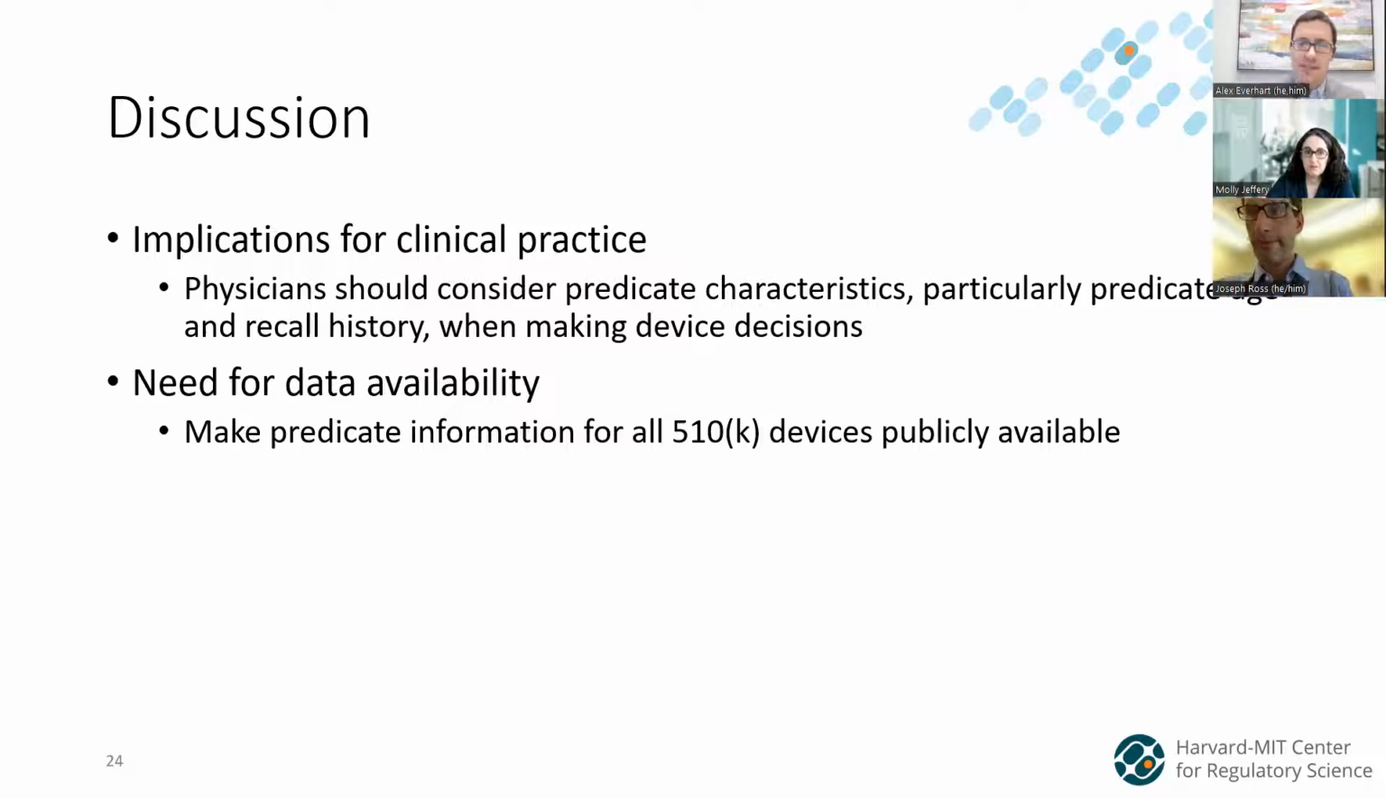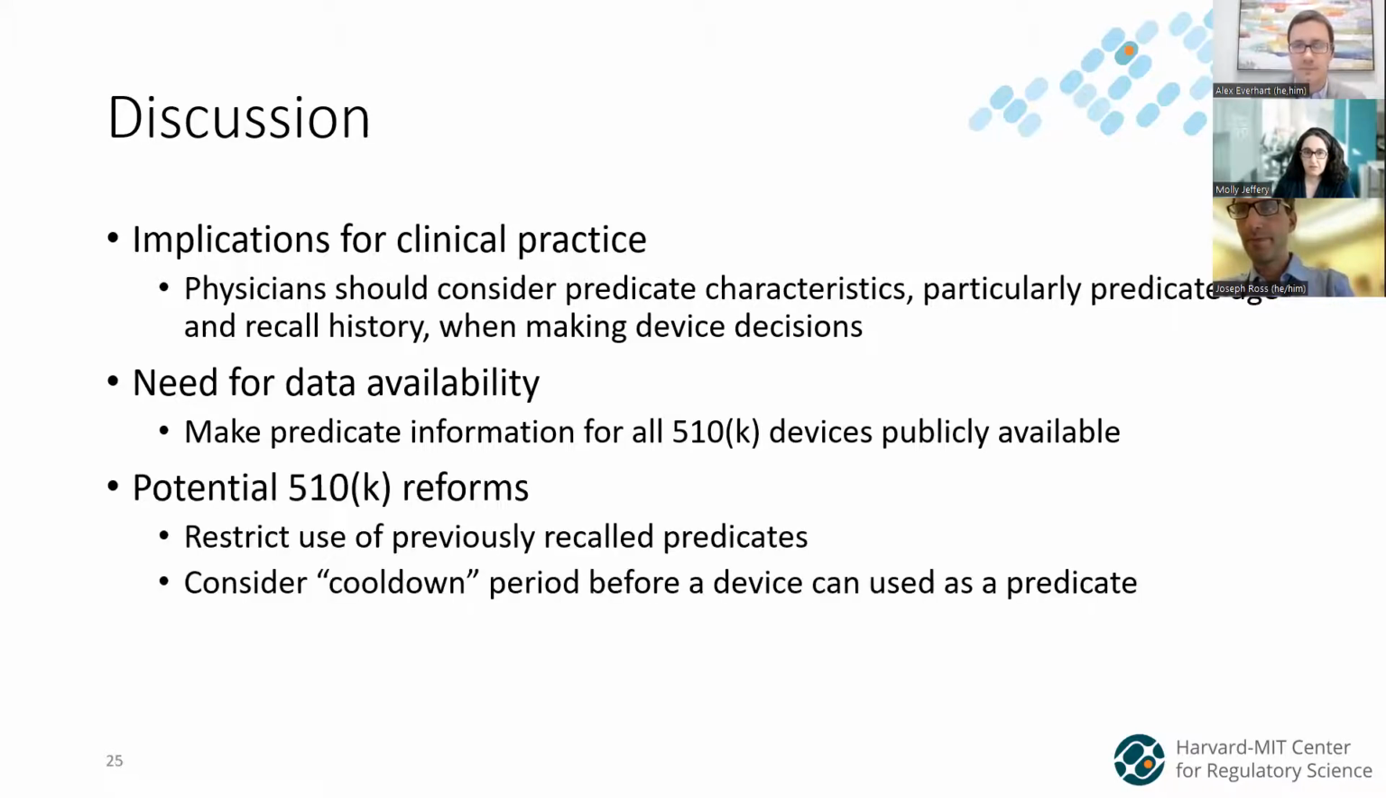Another takeaway from our research: we believe that the FDA should make predicates used in 510K submissions available to the public. Our research shows that predicate characteristics are associated with safety concerns, and yet for a large number of devices that weren't included in our sample, these predicate characteristics aren't available. So given that predicate characteristics say something about device safety, we think it's reasonable to ask that patients and physicians have information about these predicates and how 510K devices ultimately come to market.